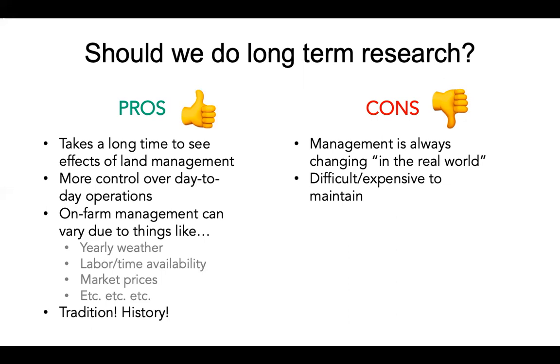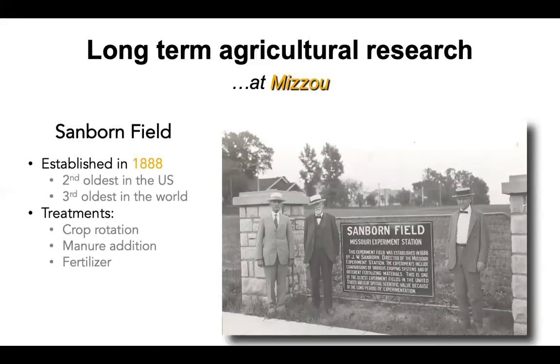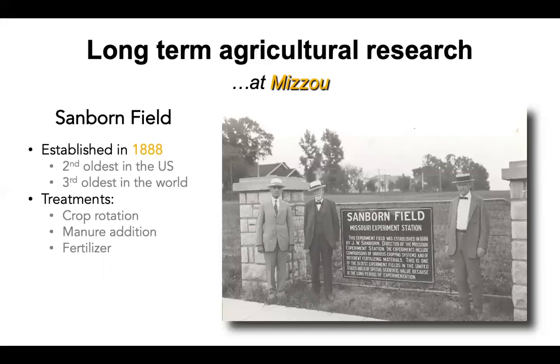You need to have long-term funding, over decades, to keep these things going. They're not cheap to run. Now here at Mizzou, we are fortunate enough to have 2 different long-term agricultural research experiments that have been going on. So the first one, and the one that everyone knows the most, is called Sanborn Field. So here's a picture of Sanborn Field with some of the guys who helped get it off the ground.